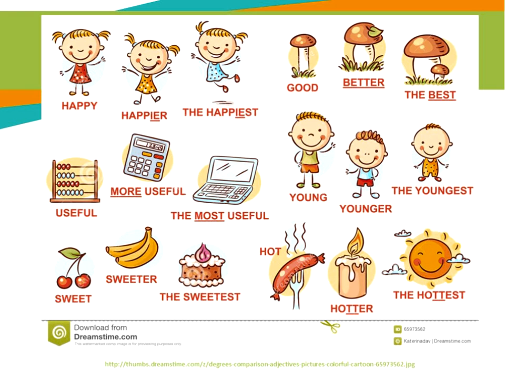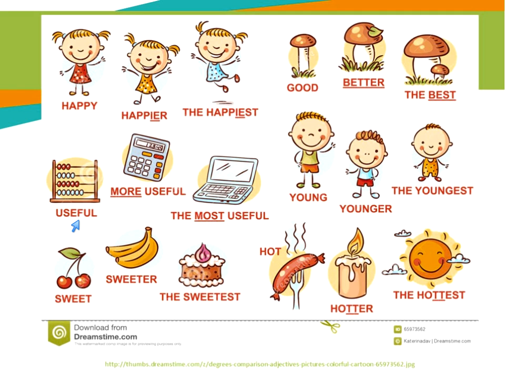So probably you notice that here you have the girl. This girl is happy, but this one is happier. And this is the happiest girl. Good, better, the best. The best, that is an irregular.